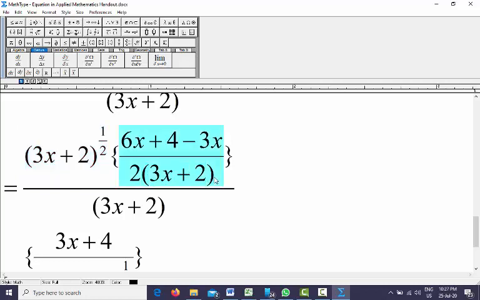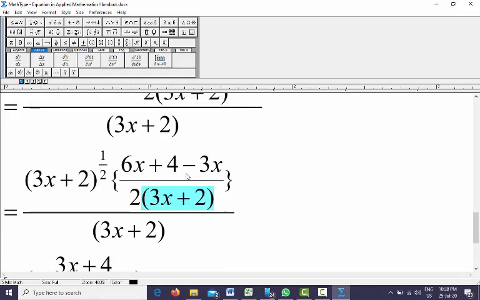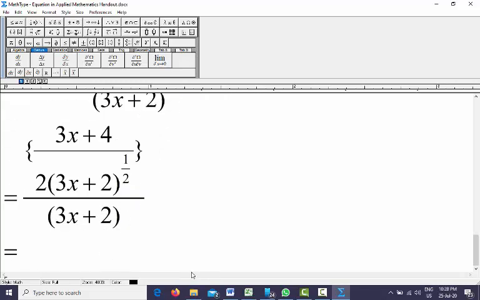If you apply the process of cancellation with this one and this one, then power half will be deducted from this one. Here the power is 1, and from power 1 half should be deducted, so we will be left with power half. So in the denominator we will have 2 multiplied by 3x plus 2 power half, and in the numerator we will have 3x plus 4.